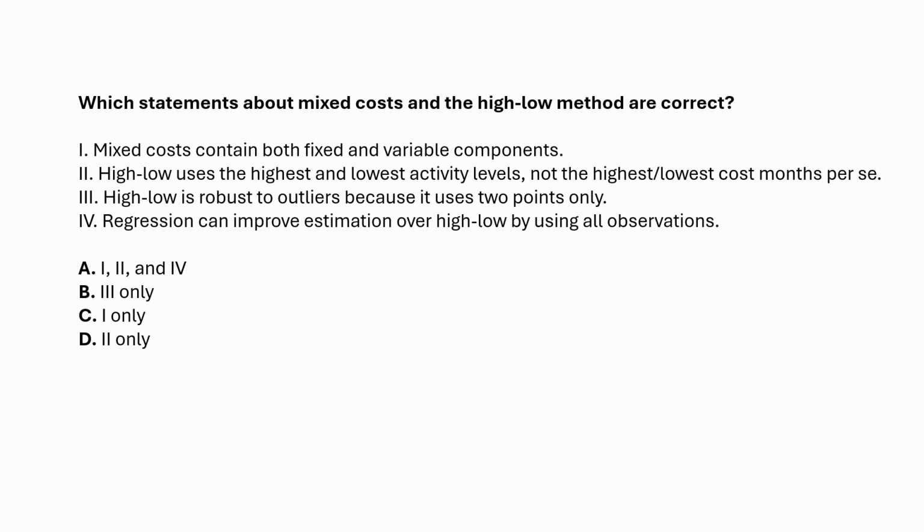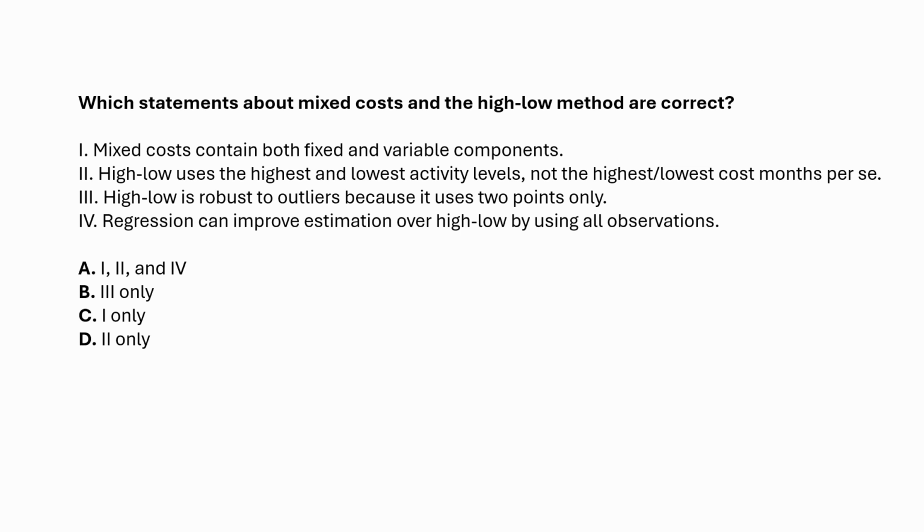Number 3, high-low is robust to outliers because it uses 2 points only. This one's false. Using only 2 points actually makes it very sensitive to outliers. If either the highest or lowest activity month is abnormal, the slope calculation gets distorted. So number 3 is incorrect.